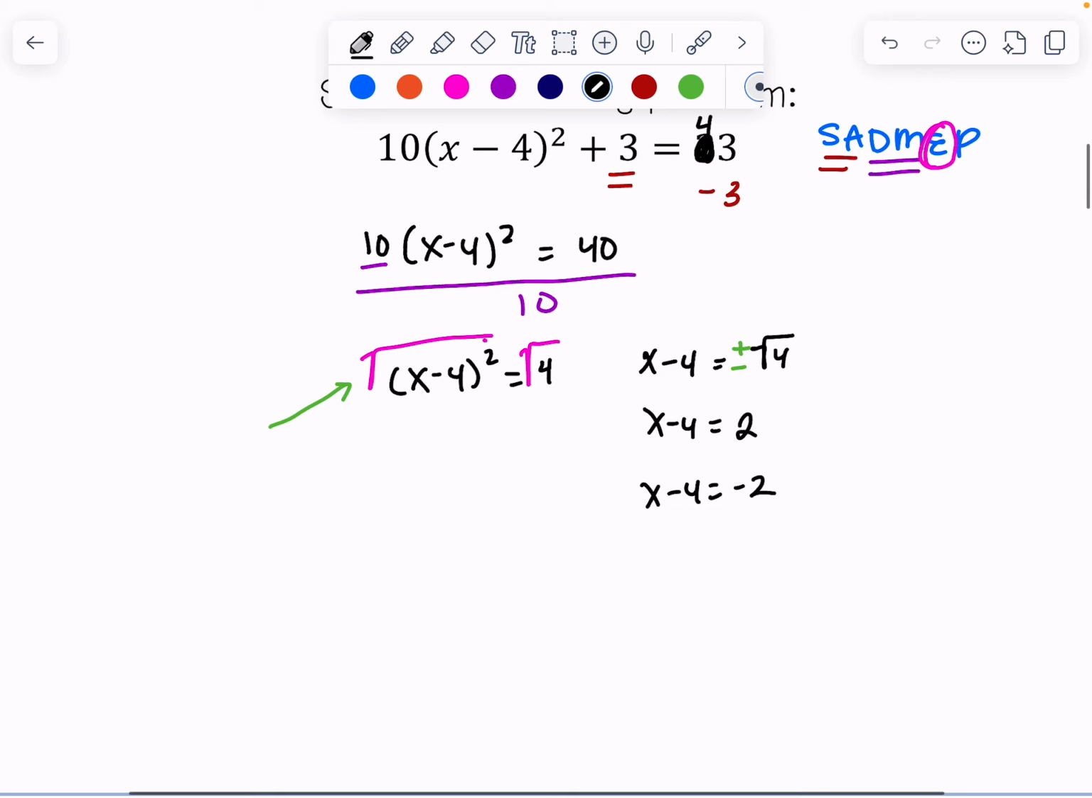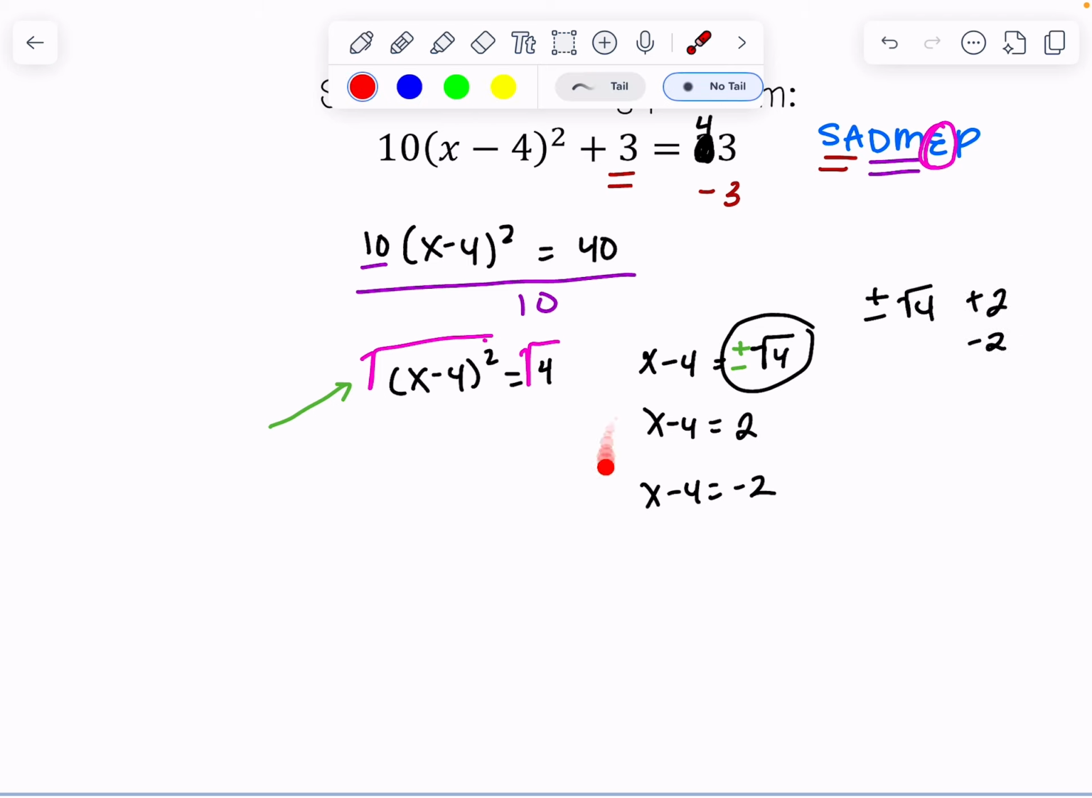So once again, this, the plus or minus square root of 4, that is positive 2 and negative 2. So that's why I set these here. Well, I don't have any parentheses, and so when we solve, when we get to the P, we just go back to the beginning and try again.